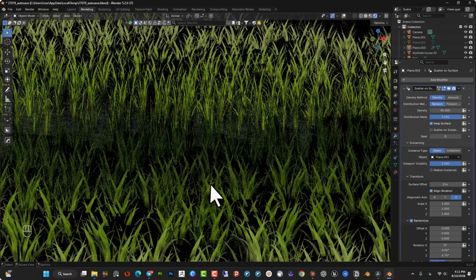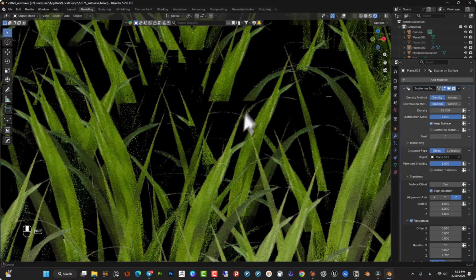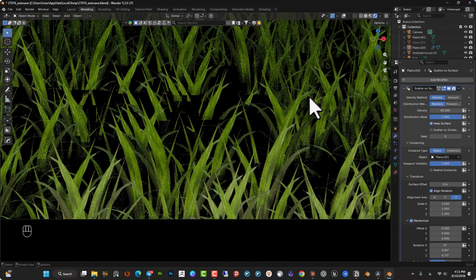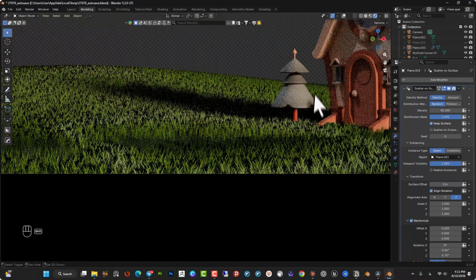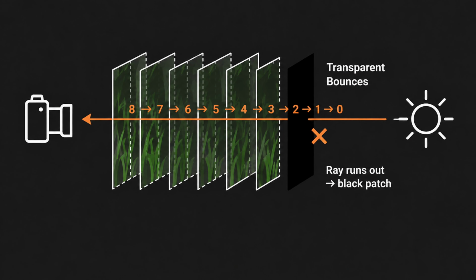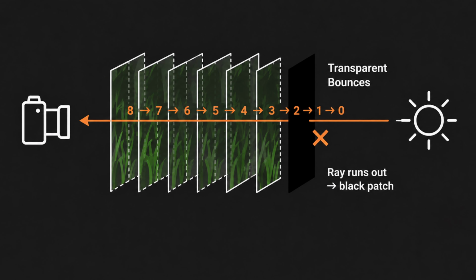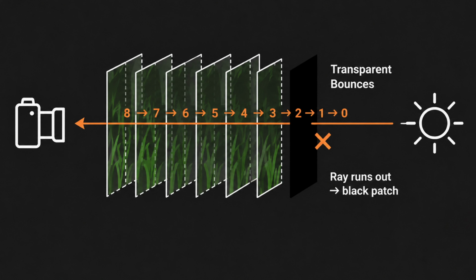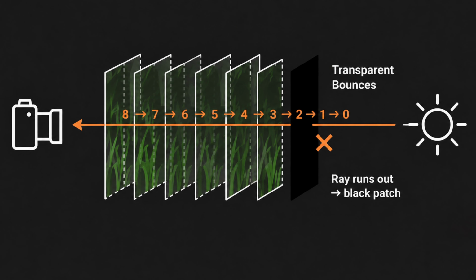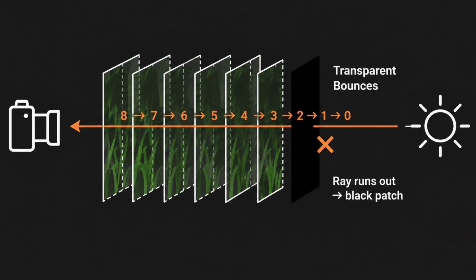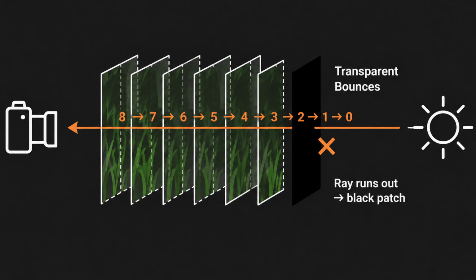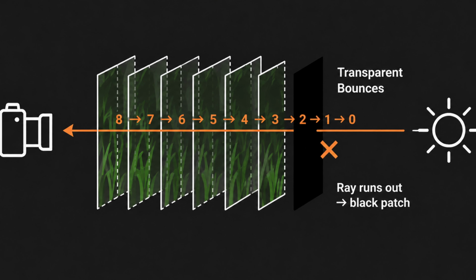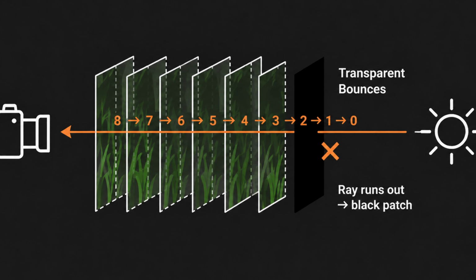But if you look closely where the planes stack up in front of the camera, you will notice these dark, almost black patches. That's called sort order. And it happens because every transparent surface a light ray passes through uses up one of a limited number of allowed bounces. Stack enough grass planes in front of each other and the ray runs out before it reaches the light, which is what leaves that black patch behind.